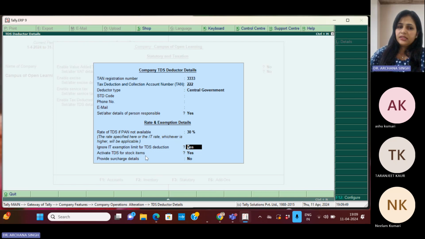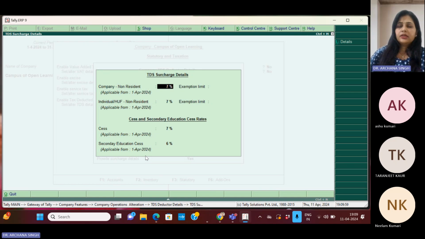If you want to activate the TDS for stock items, then you have to select this option yes, and provide surcharge details also, then you have to select this option as yes. Okay, now as I have selected the surcharge details, as I have made that option as an activated one, that's why this pop-up window screen has appeared, in which TDS surcharge details we had to fill up. ये मैंने already this I had filled this 7% in all case.